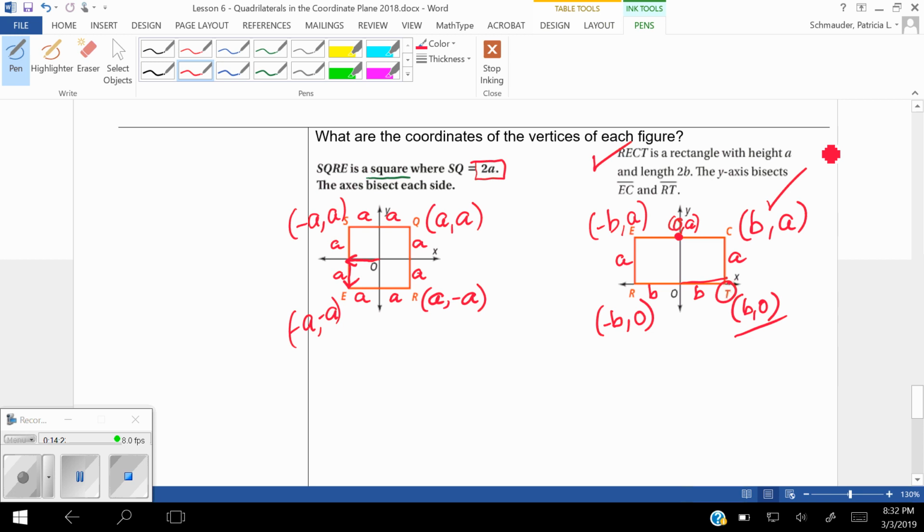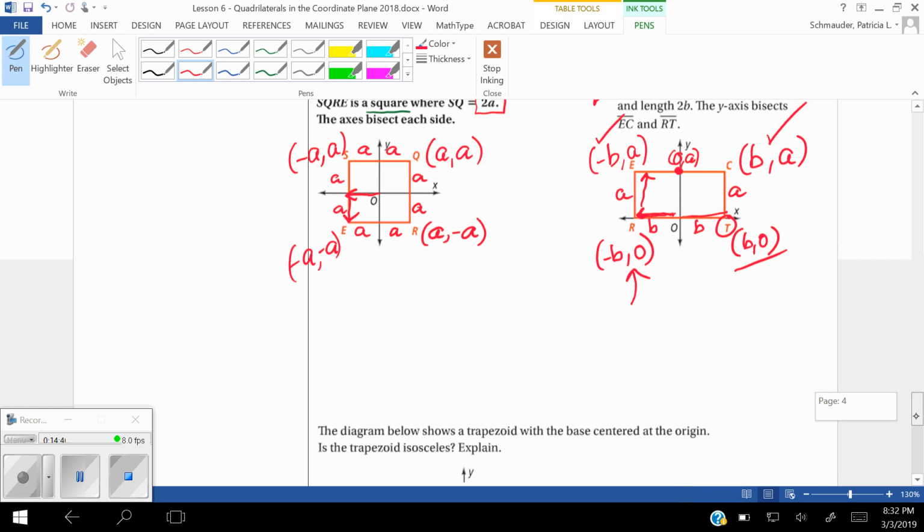For vertex E, I got to go to the left B and I got to go up A. So negative B, A would be that vertex. And finally, vertex R, I got to go to the left B. I don't go up and down at all. So negative B, 0 would be that vertex.